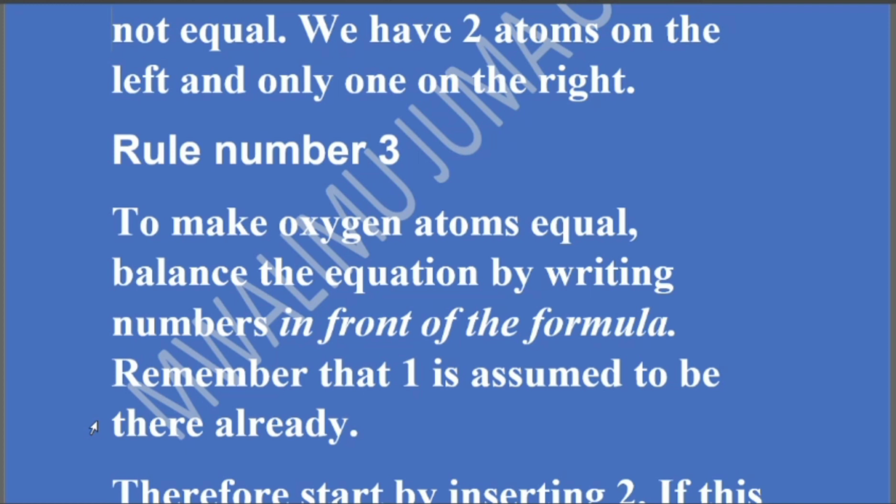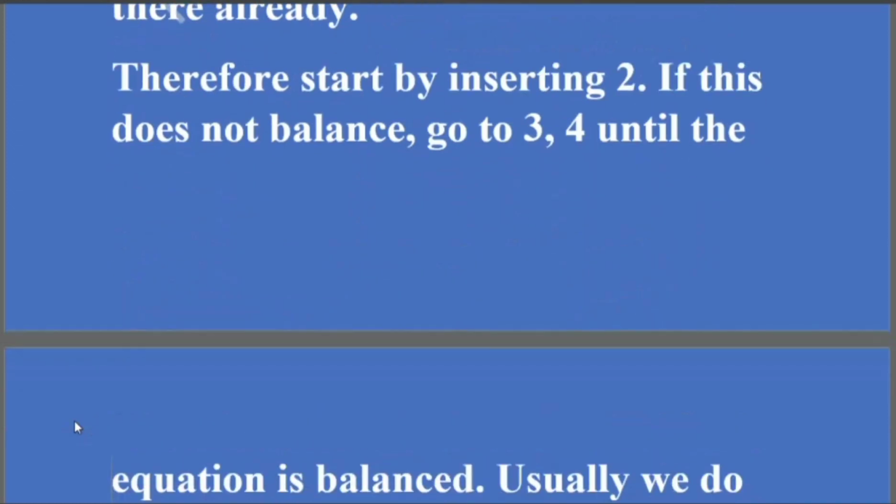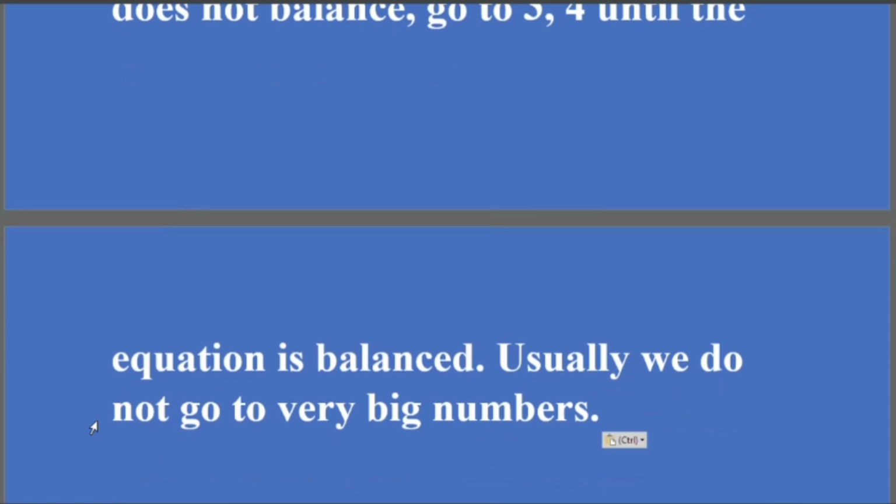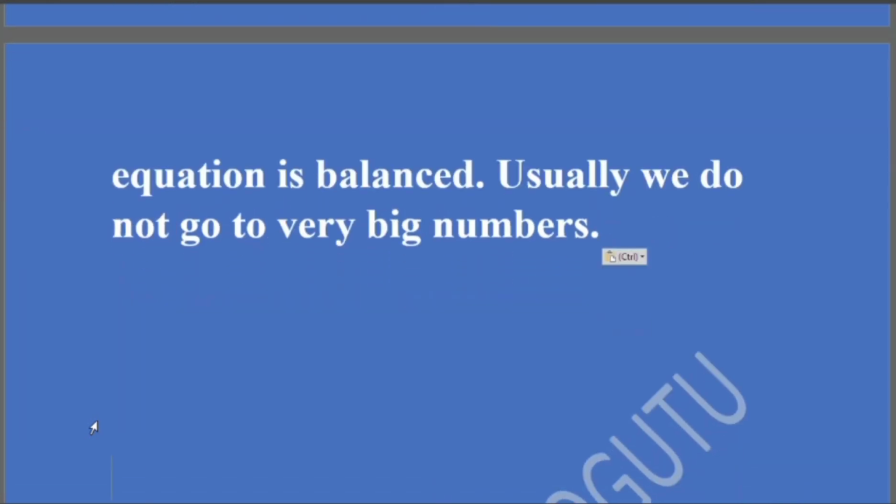Rule number 3. Our aim is making oxygen atoms equal. To make oxygen atoms equal, we balance the equation by writing numbers in front of the formula. We remember that 1 is already there, so we start by inserting 2. If this does not balance, we go to 3, 4 until the equation is balanced. Usually we do not go to very big numbers. We just use small numbers, to see to it that the equation is balanced.